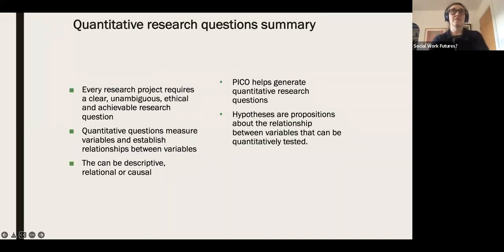So in this short presentation, we have looked at how we form research questions. We've looked specifically at quantitative questions and how these relate to variables and measures of variables and relationships between variables. We've discussed how they can be descriptive, relational, or causal. We've looked at PICO as a model that can help you generate research questions, and we've looked briefly at hypotheses, which some research design approaches require within quantitative research.